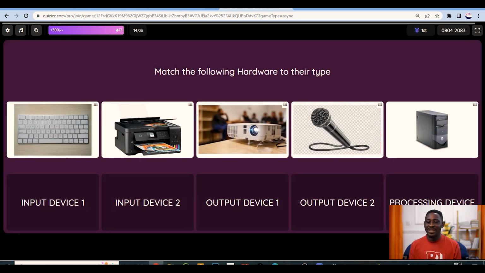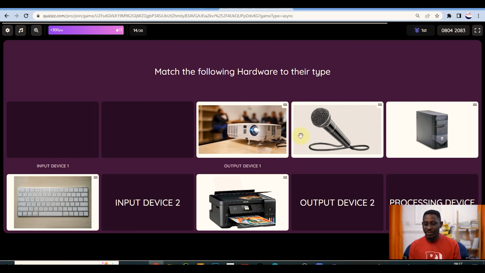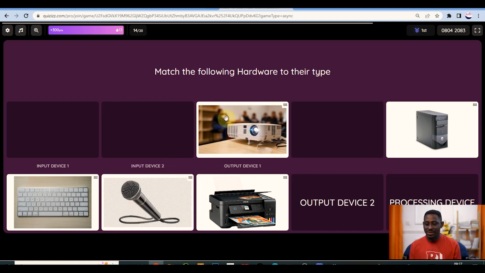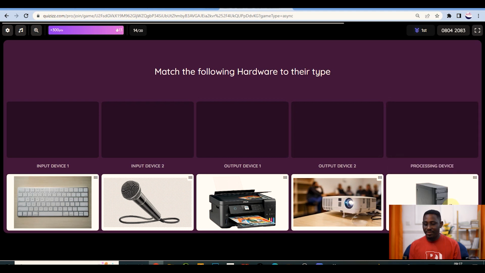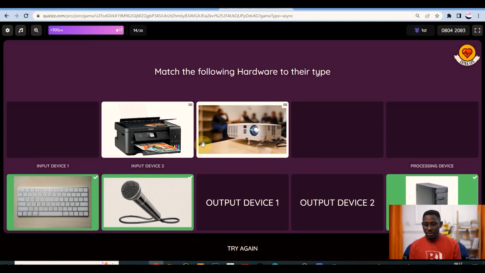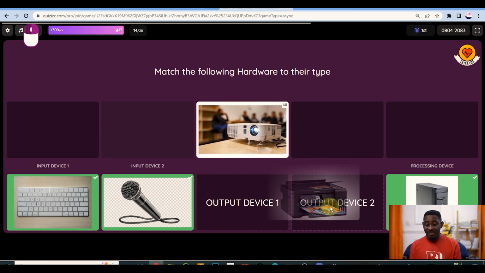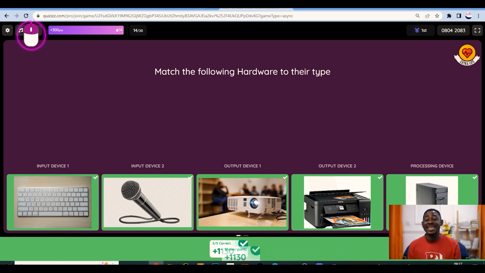The next question says, match the following hardware to their type. Keyboard, yes, input device 1. Printer, output device 1. Microphone, input device 2. Projector, output device 2. And then system unit, which is the processing unit. Oh, so the answer is actually correct. It's just a rearrangement. Yes.